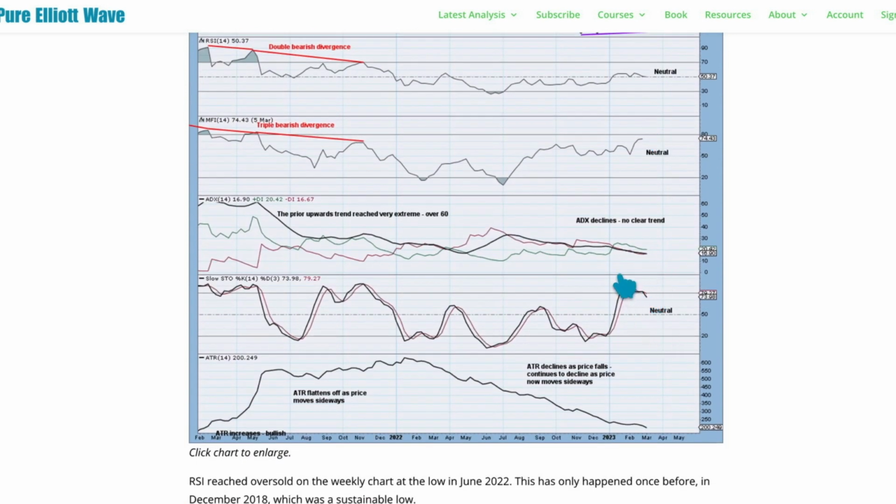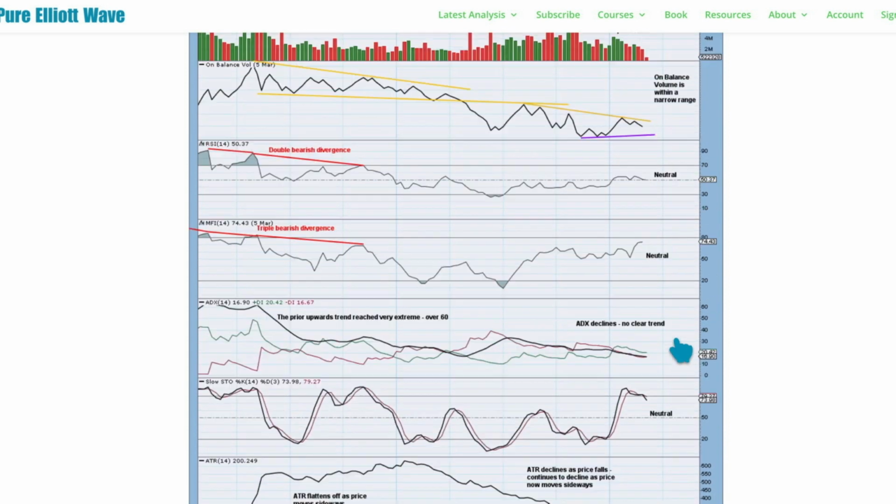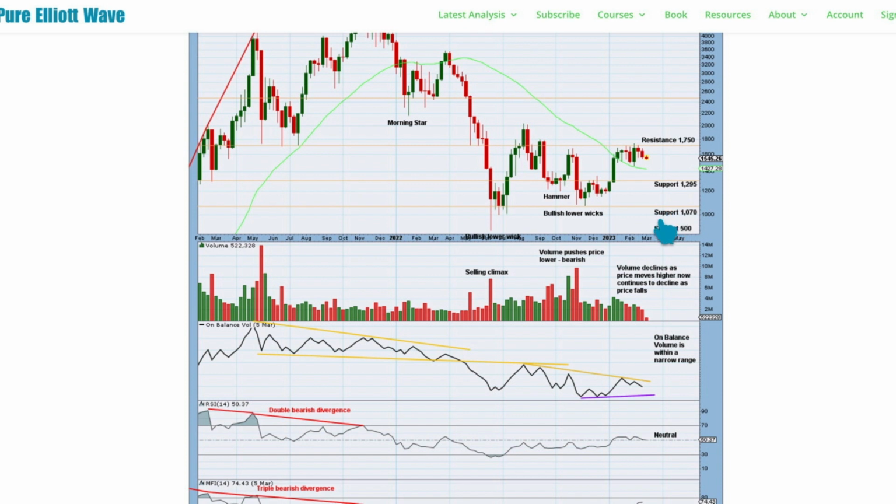Expect price to continue lower using this model until stochastics gets close to or at oversold, and price again reaches support. First support 1295. If price reaches that support and stochastics is oversold, it may end there. If price reaches first support and stochastics is still neutral, look out for next support about 1070.